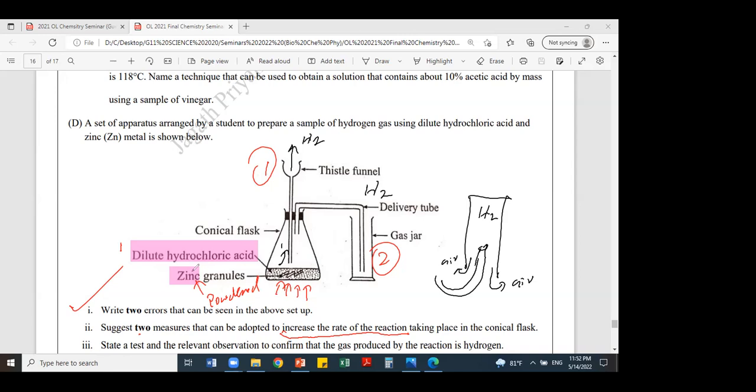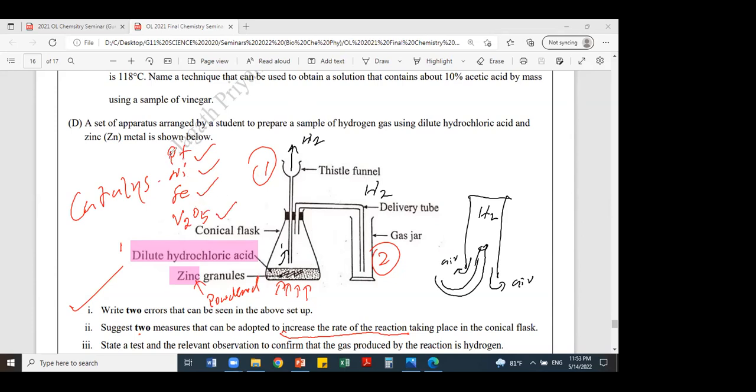But for acid-metal reactions, normally we don't use a catalyst. But if we can use a catalyst, that is better. There are mainly 5 catalysts given in your syllabus: nickel, iron, platinum, and vanadium pentoxide, V2O5.